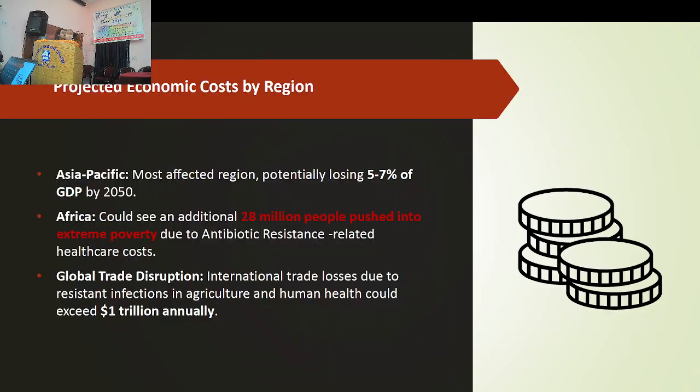Next slide. So the projected total economic cost by region: Asia Pacific, the most affected region, is potentially losing 5 to 7% of their GDP by 2050. Africa could see an additional 20 million people pushed into extreme poverty due to antibiotic resistance related healthcare costs. Global trade disruptions, international trade losses due to resistant infection in agriculture and human health will exceed 1 trillion annually. So this is a projected economic cost, and this is done after the meta-data analysis.